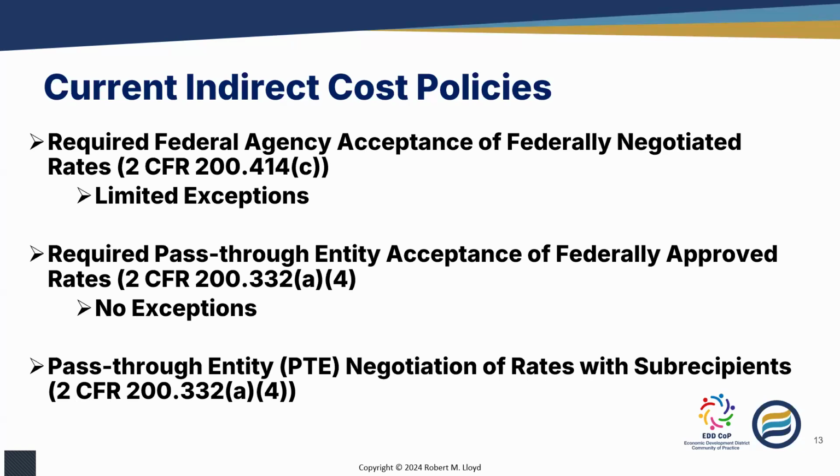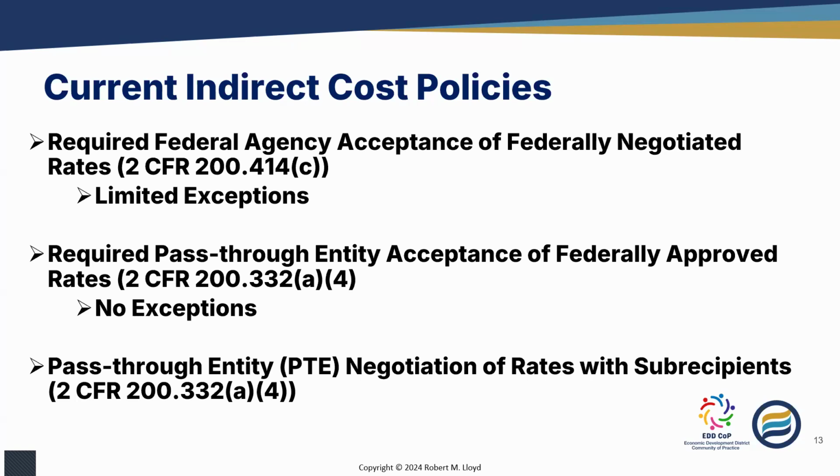Now, here's the rub. That agreement is made between that single pass-through entity and the subrecipient. There's nothing in the rules that requires any other pass-through entity to recognize that negotiated rate. Now, in the revision that OMB just made effective October 1st, there is language in 2 CFR 200.332(a)(4) that says that another pass-through entity can recognize the indirect cost rate that the initial pass-through entity negotiated.